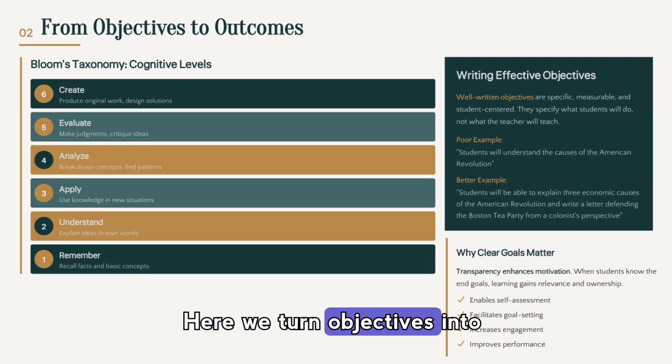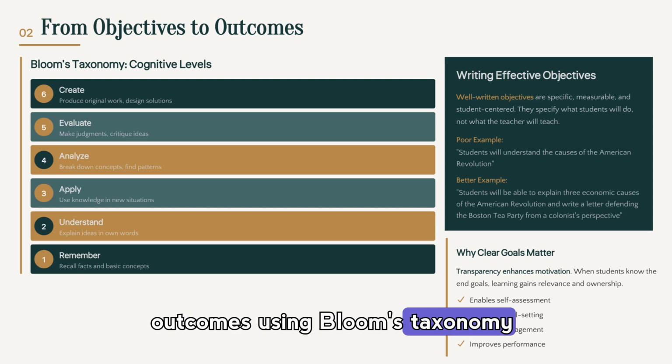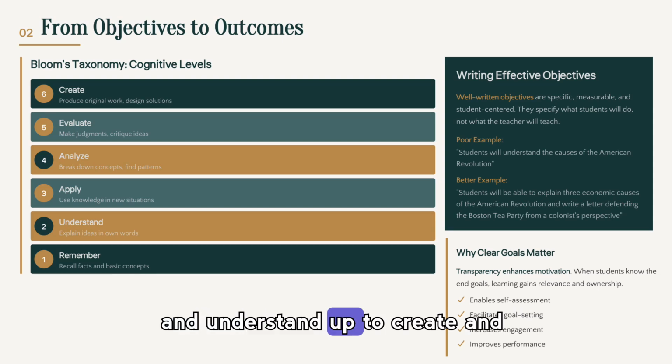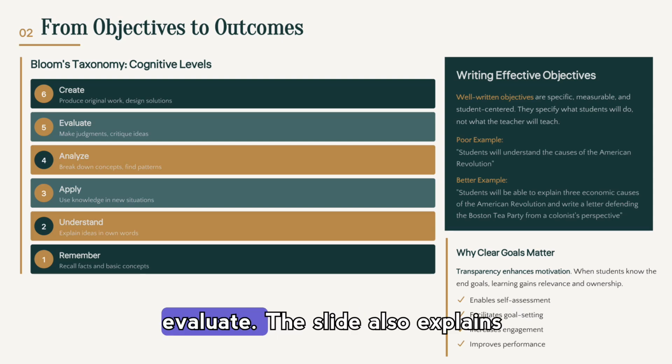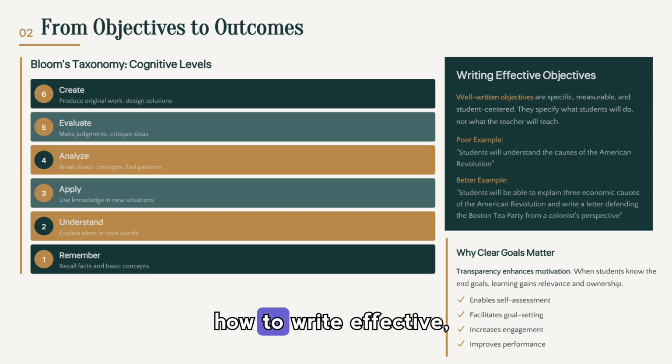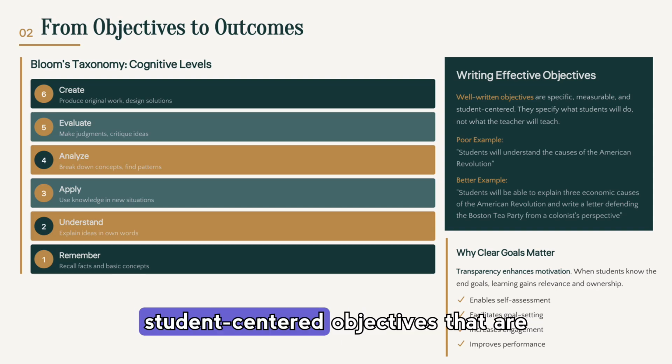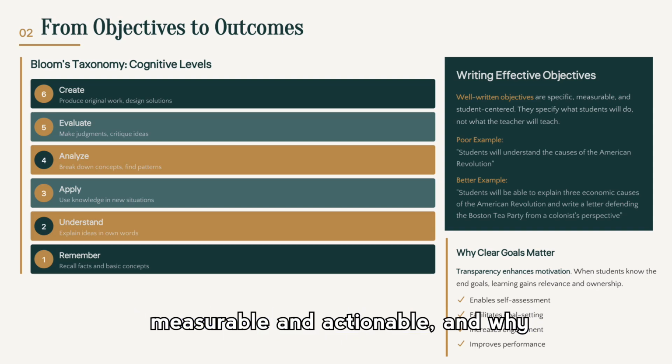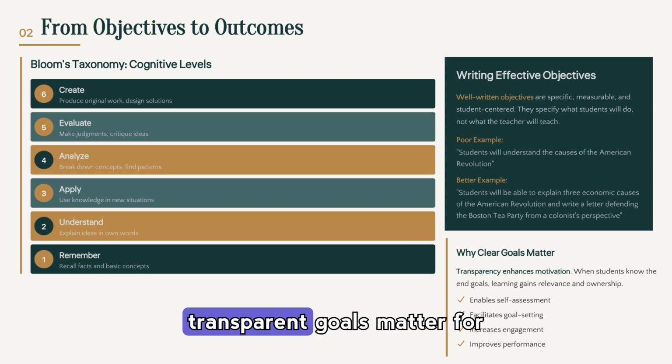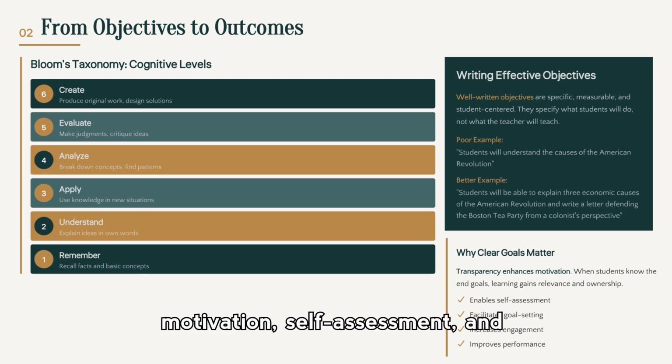Here we turn objectives into outcomes, using Bloom's taxonomy as a guide, moving from remember and understand up to create and evaluate. The slide also explains how to write effective, student-centered objectives that are measurable and actionable, and why transparent goals matter for motivation, self-assessment, and stronger performance.